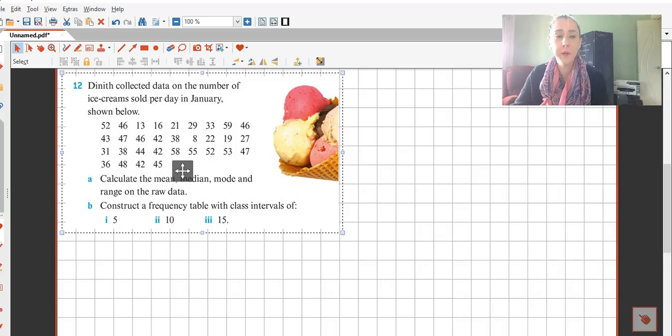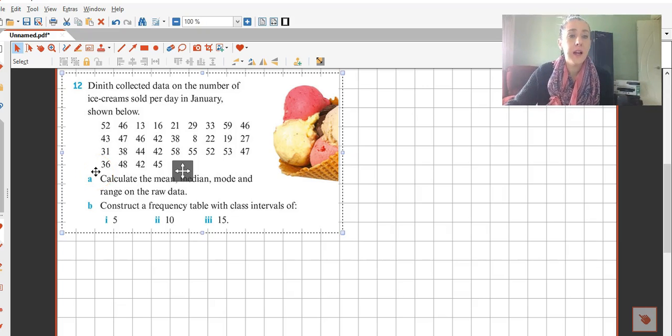Hi team, so today we're looking at mean, median, mode and range. These are the summary statistics of a set of data. Mean, median and mode will look at the central tendency of a set of data. So let's have a look at this question here.